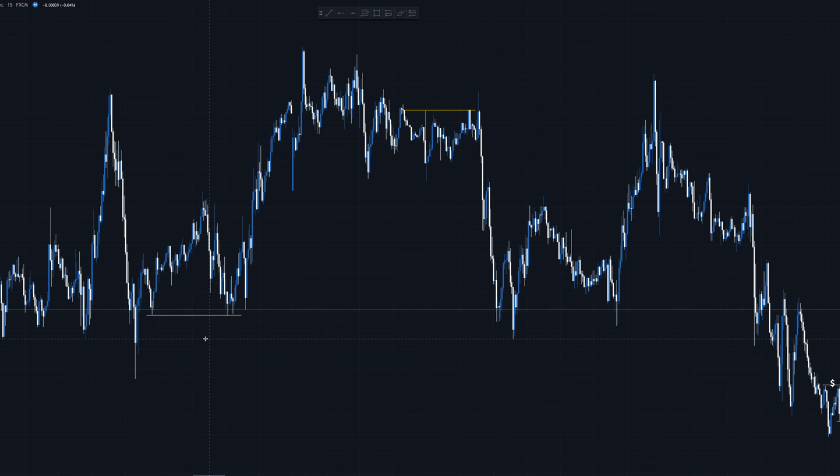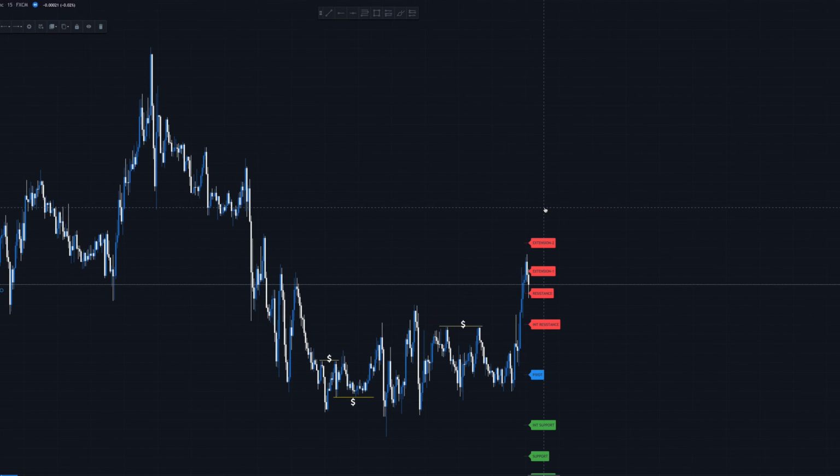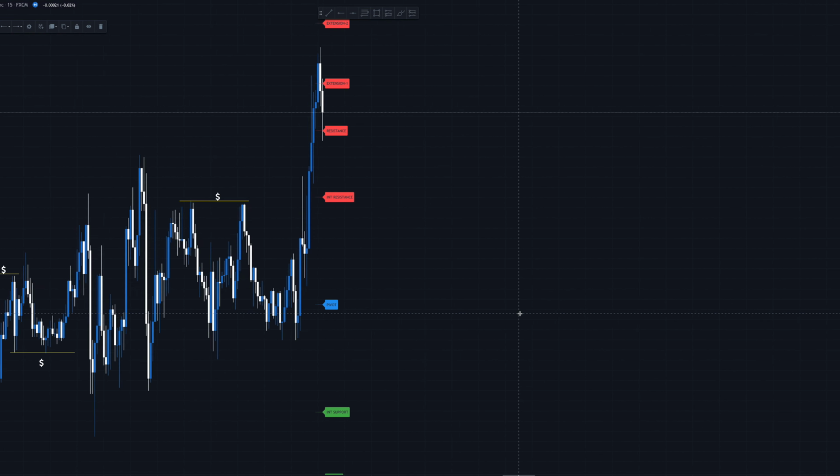There's another set of equal lows there. This set of equal lows actually was not penetrated until here, where it broke through, went up, broke through it again, and then went up onto here. So that's how to use equal highs and lows to assist you in the process.